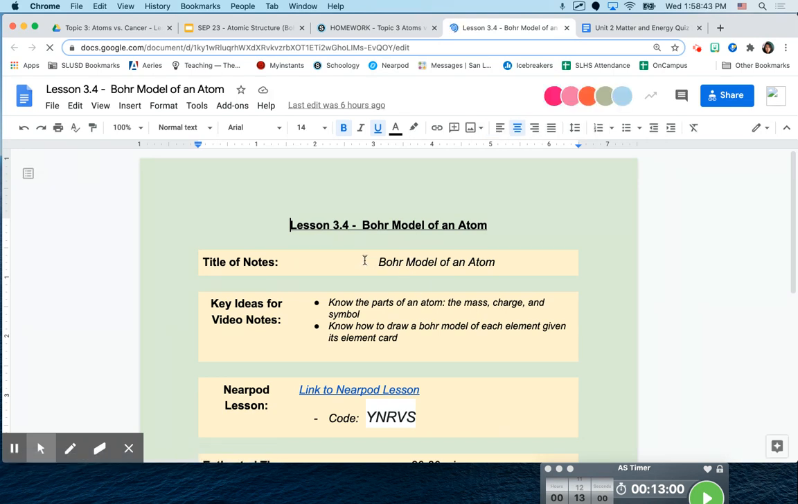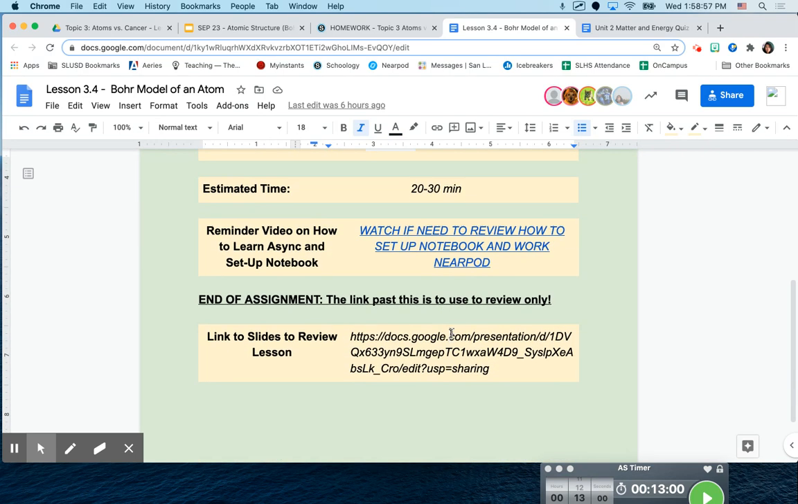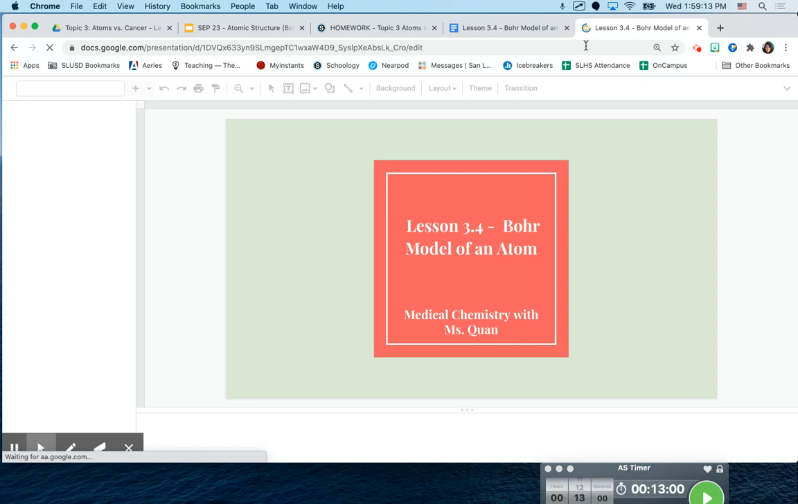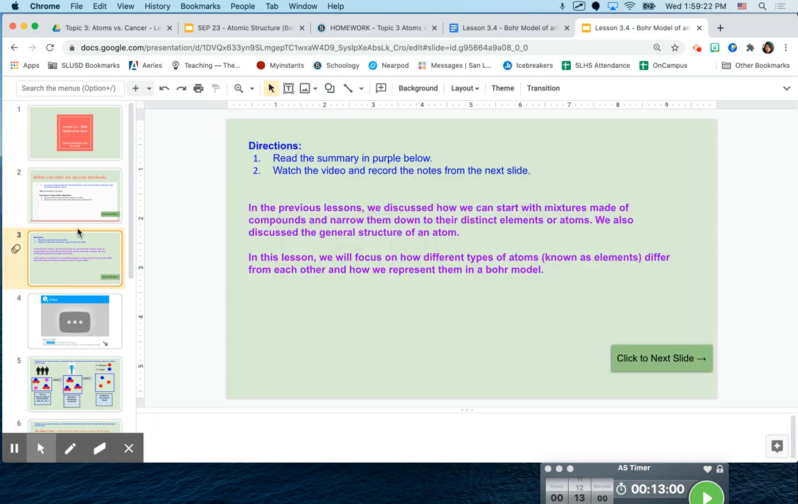Right. So again, this is the title of your notes, the key ideas for the video notes, the link to the Nearpod lesson, and the code you need to input to access your Nearpod lesson. Scrolling down, if Nearpod is lagging, you can copy and paste this onto a new tab. You should be able to see the slides that you would normally see on Nearpod. Right?